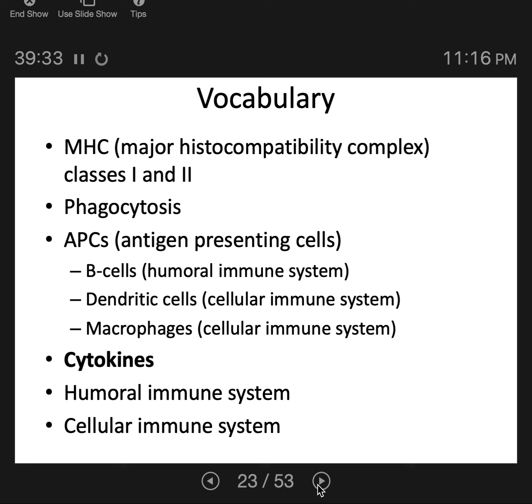We're almost done with the vocabulary here. So cytokines. Cytokines are a general term for small proteins that are involved in molecular signaling. They have several important functions in the immune system. So you can think of them as the communication molecules of the immune system.